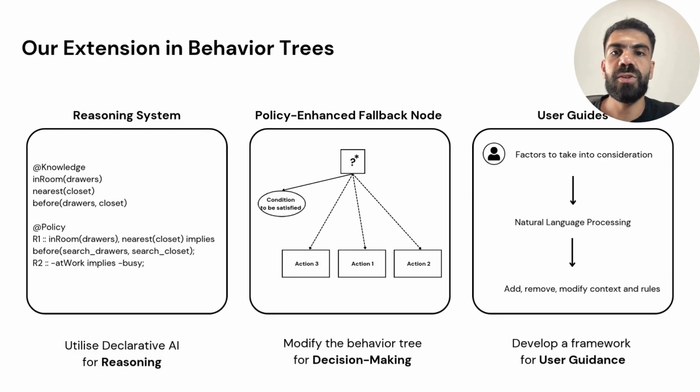To dive into our extension, we have three main components: the reasoning system, the policy engage fallback node, and an interface for user guidance. The reasoning system relies on Prudent, a declarative AI programming language, which is compatible with machine coaching, a human-in-the-loop machine learning approach. For the policy engage fallback node, we modify the original fallback node to reorder children based on the inferences of the reasoning system. And finally, the interface for user guidance aims to let humans modify the policies. However, currently in our proof of concept, users can only add, remove, or modify rules.